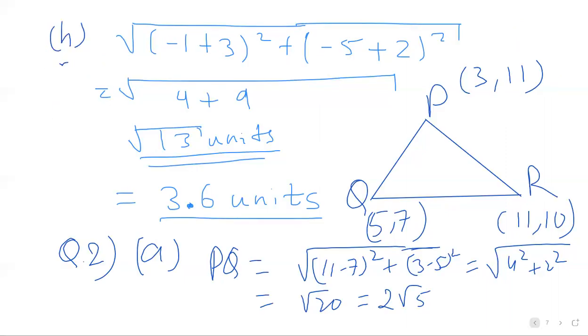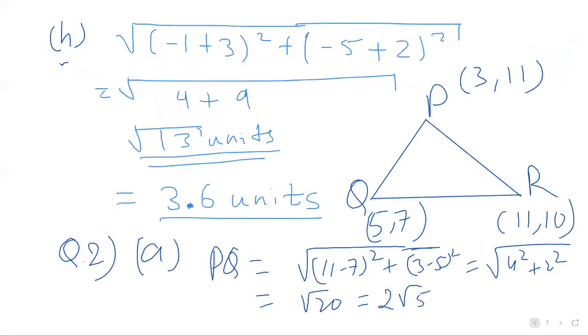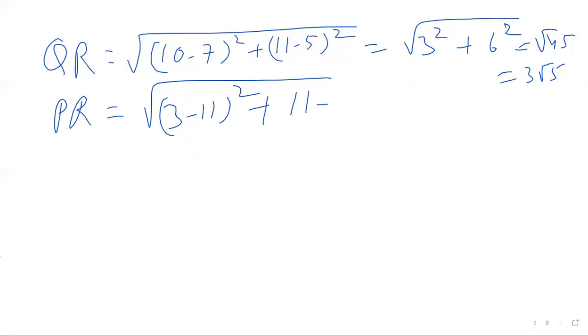So PR will be 11 minus 3 whole square, 3 minus 11 whole square, plus 11 minus 10 whole square. This will be 8 square, which is 64, plus 1. So this will be root over 65.